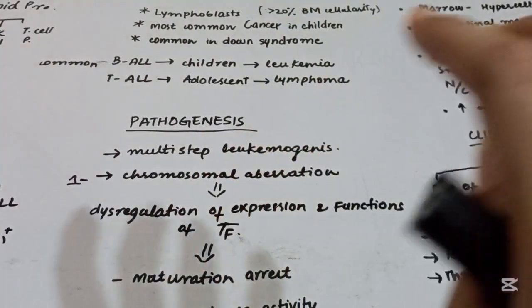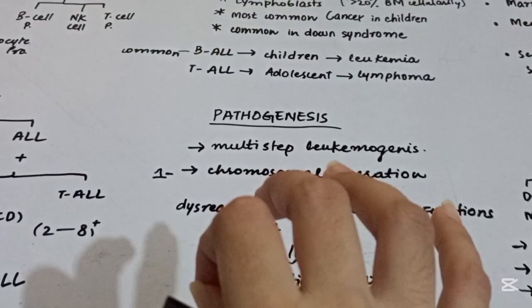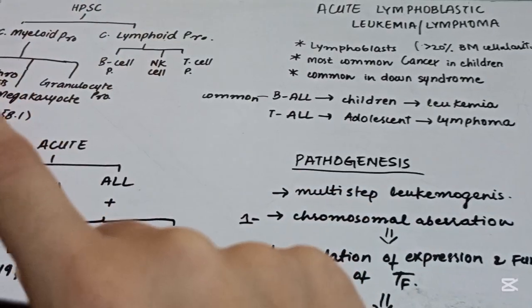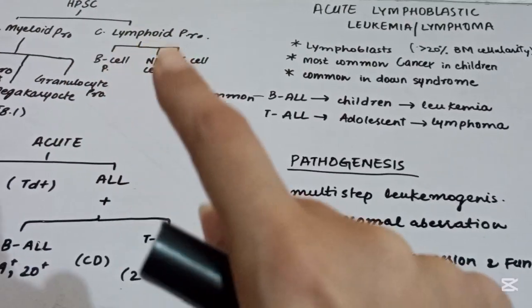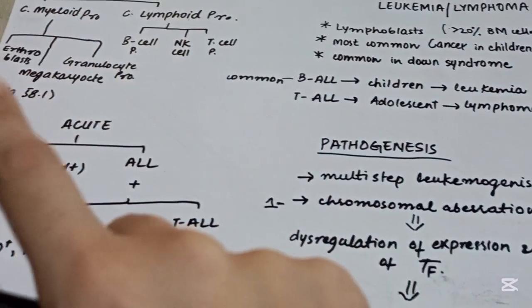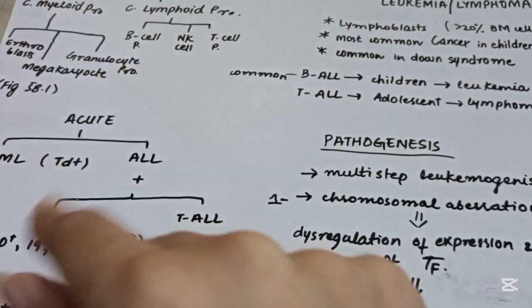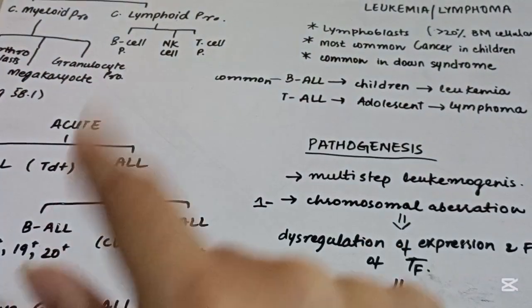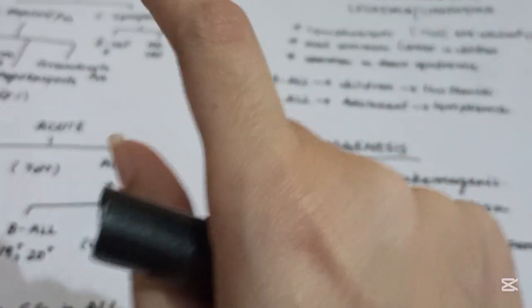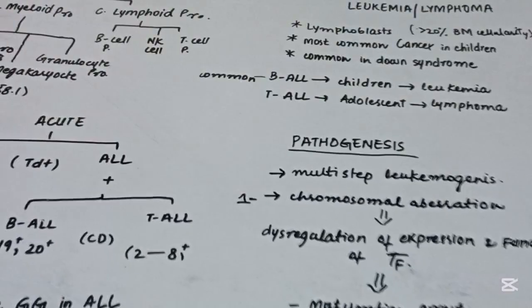Before discussing the pathogenesis, morphology, clinical features and other things, let's first discuss the flowchart. And here we have hematopoietic stem cells. They divide to form the common myeloid progenitors and common lymphoid progenitors. The common myeloid progenitors divide and form erythroblasts, megakaryocytes, and granulocyte progenitors. This figure is actually 58.1 from Levinson, and it is not completely presented here. The common lymphoid progenitors divide and form B cell precursors, natural killer cells, and T cell precursors.